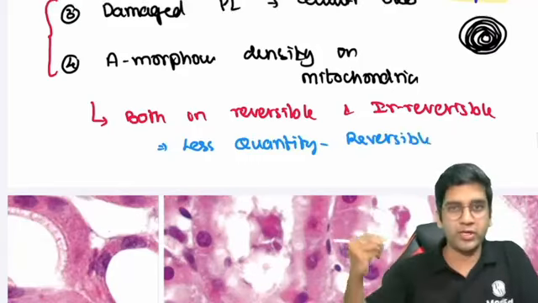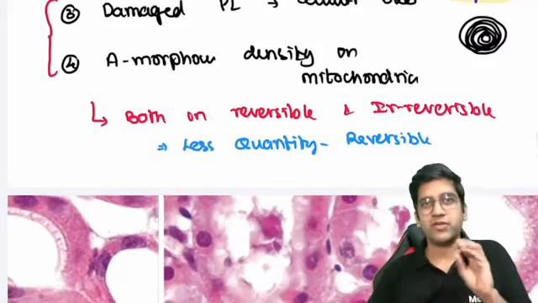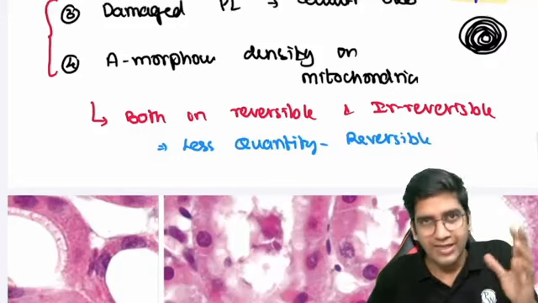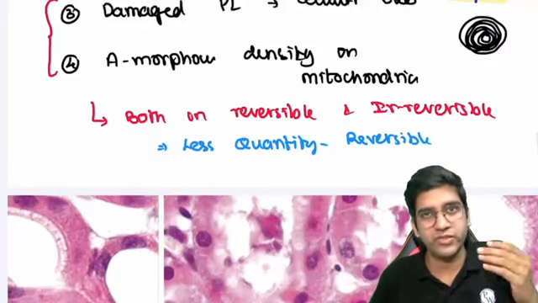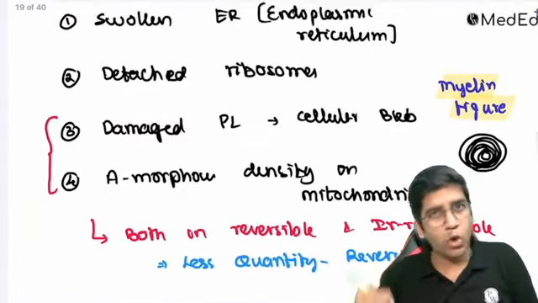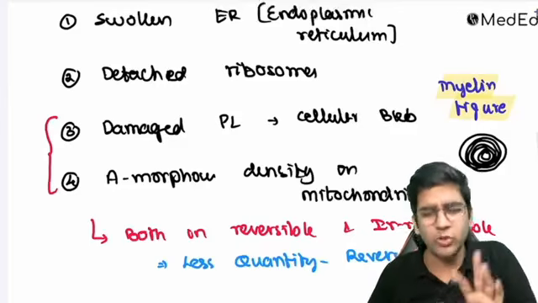When I have more quantity or big densities, I call it irreversible change. Fine. So these are the classical electron microscopic changes I see. I can see cell blebs forming. I can see damaged phospholipids, amorphous densities, a swollen endoplasmic reticulum, and detached ribosomes. All these are seen with reversible cell damage. I have not gone into irreversible at all. We'll go to it very soon.